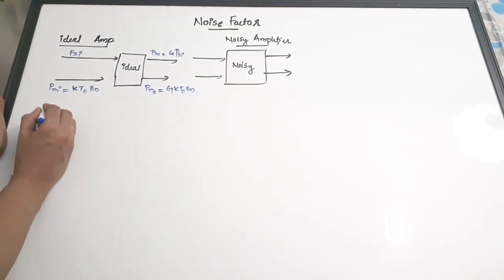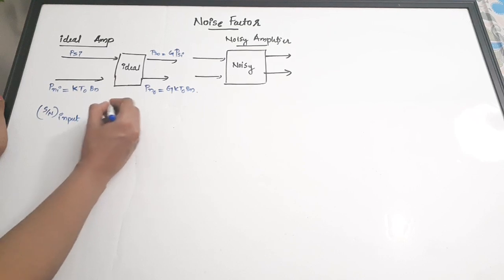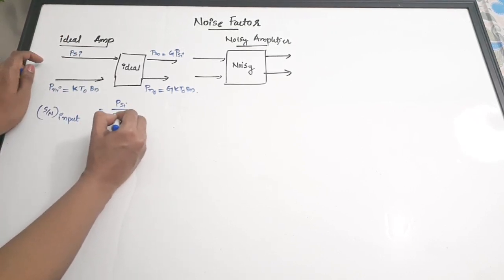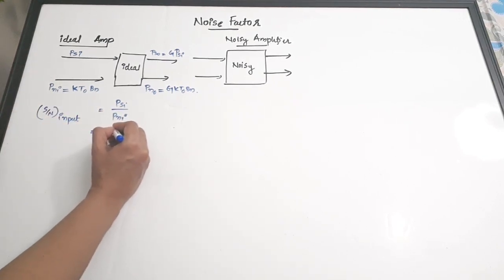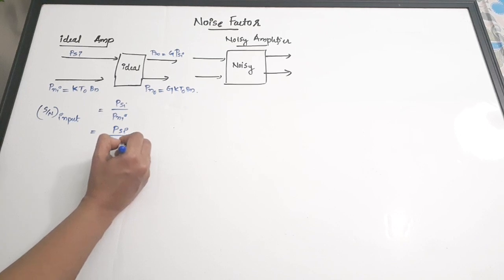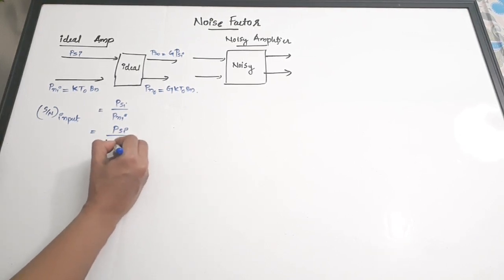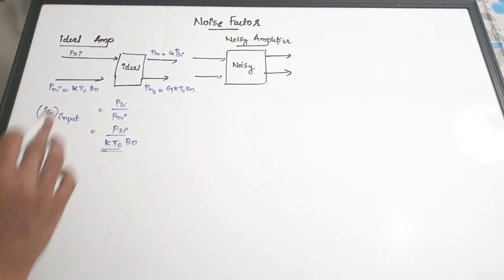Now if you take the S by N at the input side, what will you get? It will be PSI by PNI, right? And its value is equal to PSI by KT0Bn, right? This is the value of S by N input.